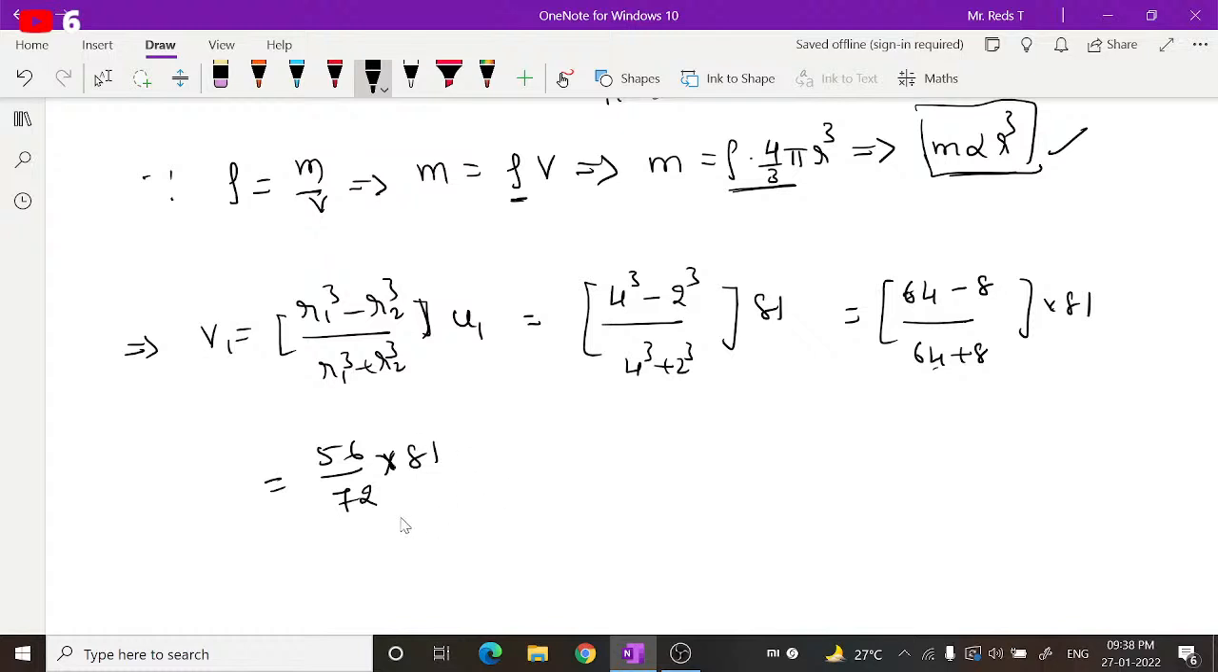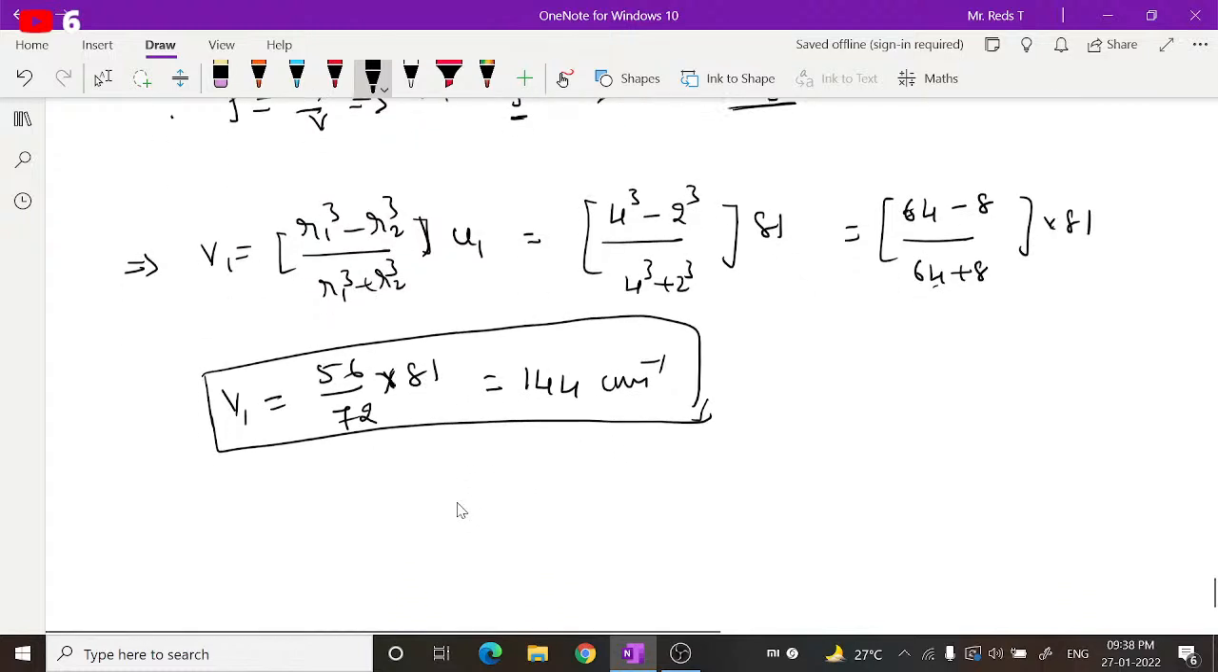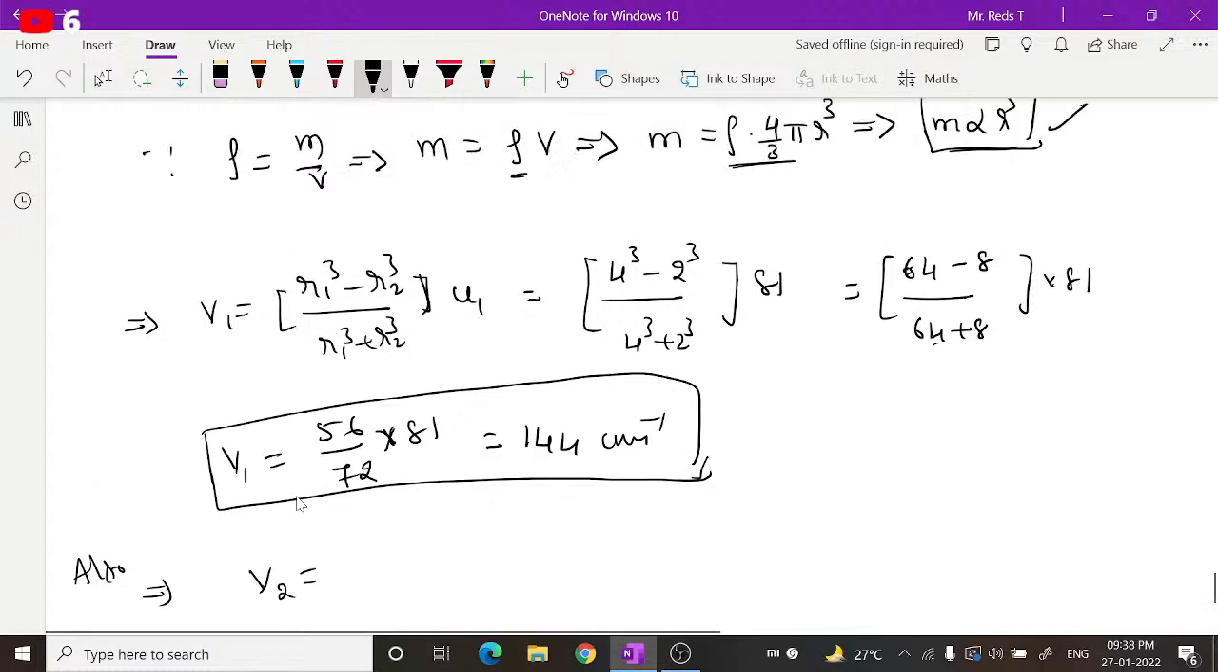Yes, simplify it and what will you get? So on simplifying this, for question number 43, we will get 144 centimeters per second for V1. Similarly, substitute for V2. What did you get for V2?